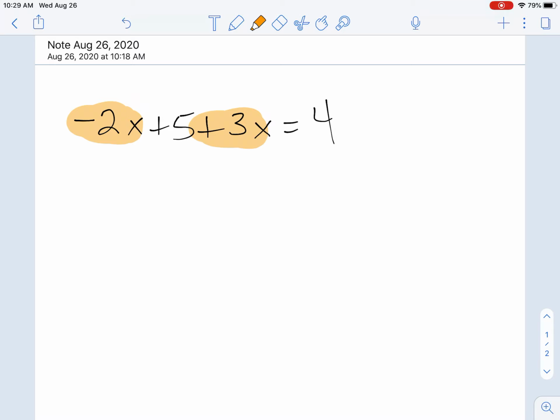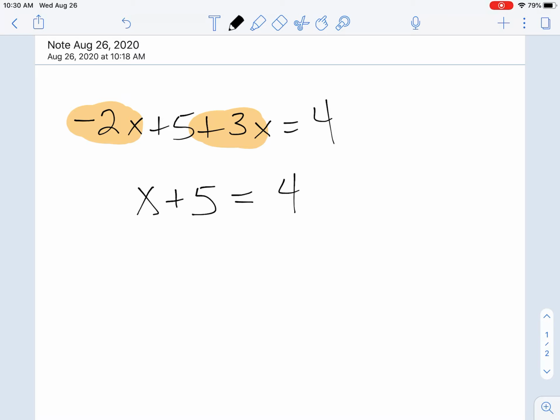Notice that when I highlighted these, I highlighted the sign in front of them, because you always want to use the sign in front of the number. So -2x plus 3x. Well, if you type that in your calculator, -2 plus 3, you're going to get a positive 1x. You can write the 1 in front of the x, but you don't need to because it's implied. I haven't done anything with that 5 yet, so I'm just going to bring it down, equals 4.